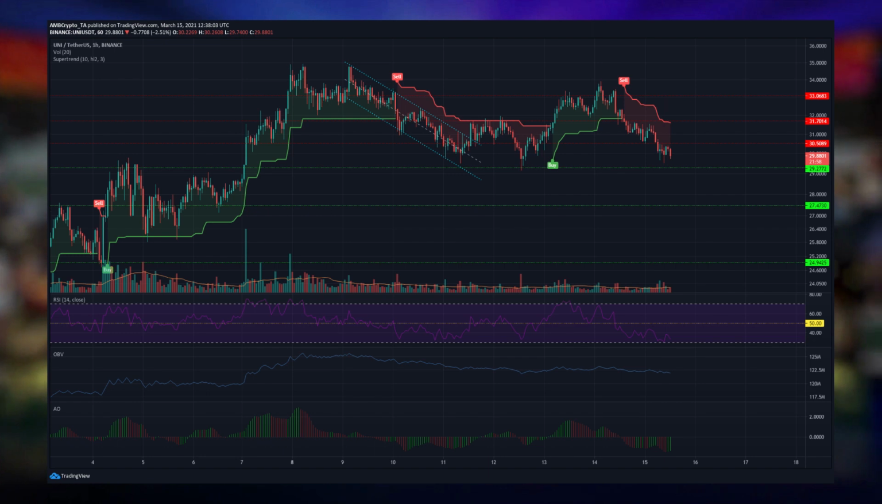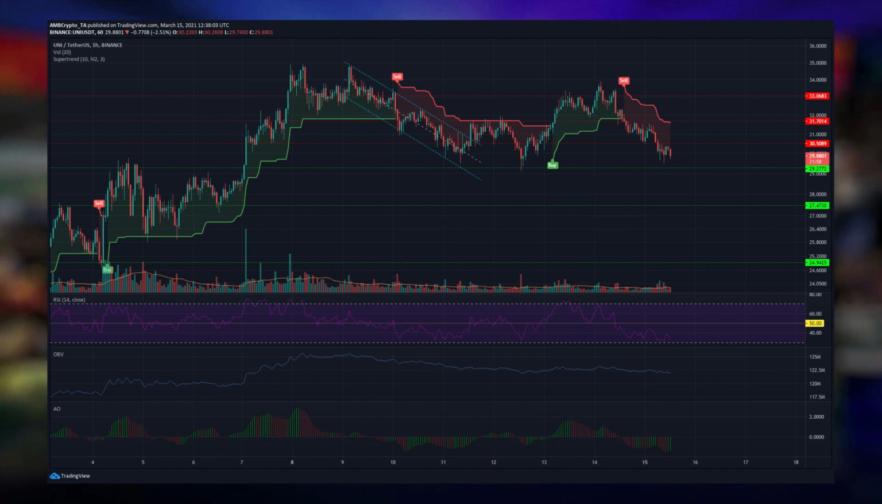Repeated retests of a level of support, or resistance for that matter, weakens the said level. This could see $29.3 succumb to bearish pressure in the coming days. Defense of the $29.3 level could see Uniswap bounce between support at $29.27 and $30.5 in consolidation.